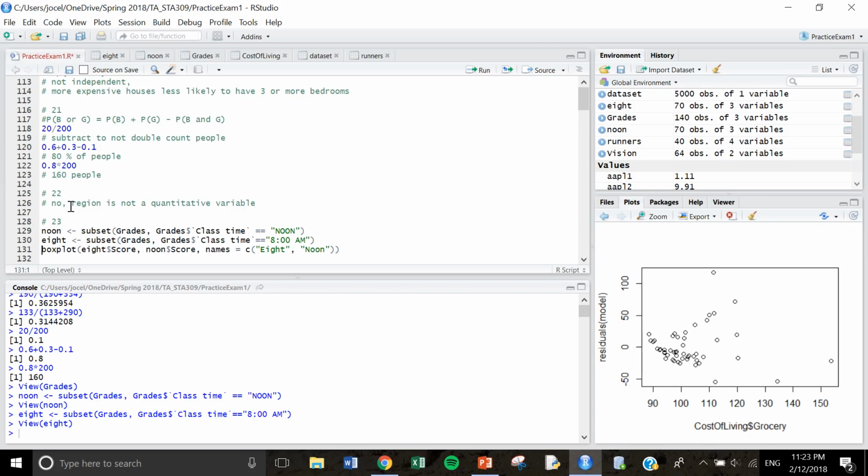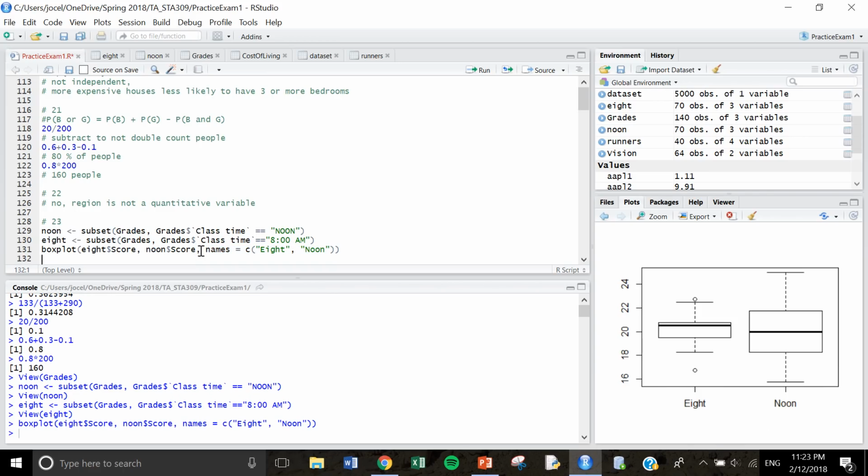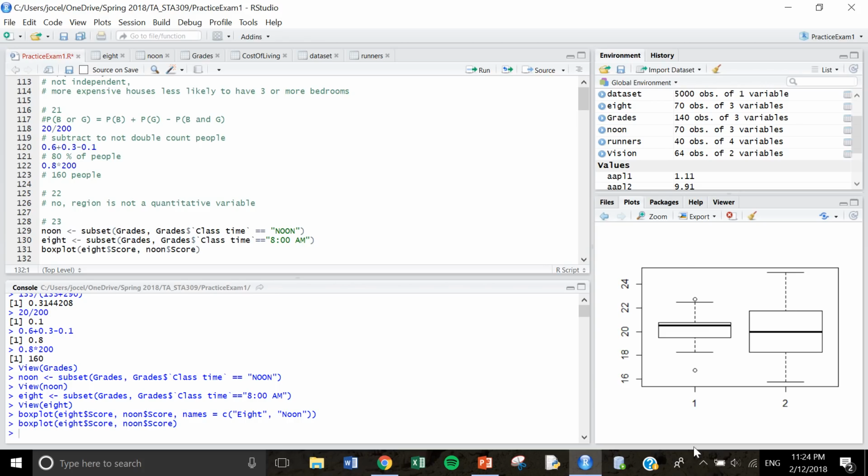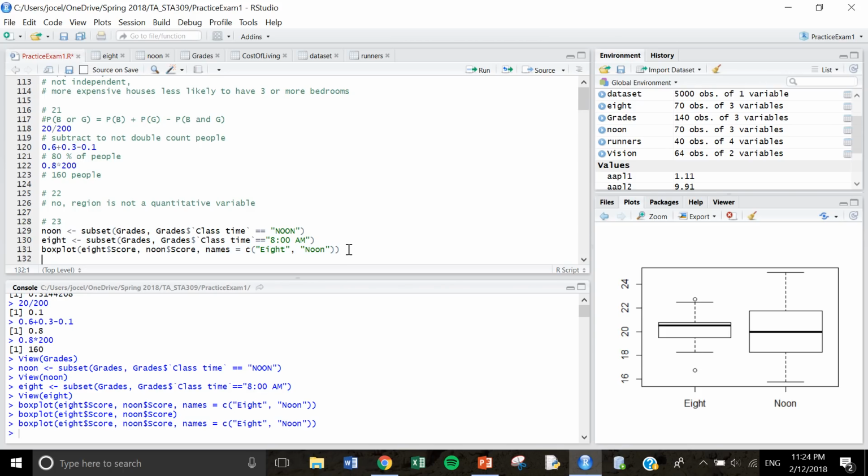Perfect. So then I'm going to do a box plot of the 8 a.m. class score, the noon class score, and this part right here is not necessary for the side-by-side box plot. This is just for me to make it pretty and make it easier to understand. So let's run this. And this name, this extra parameter, what it did was call this one 8 and this one noon. Let me delete it and show you. Without it, it called them 1 and 2. The first one you type in here is the first one in the plot. The second one you type in is the second one in the plot. But I like to have the names, so you can do that if you want.